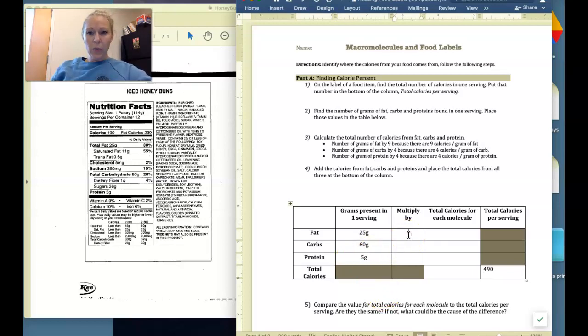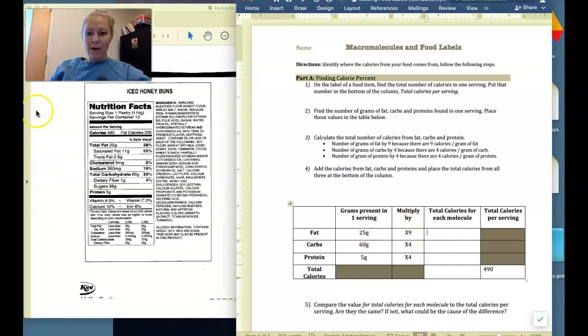We know from our notes in class that for every gram of fat, we multiply by 9. For every gram of carbs, we multiply by 4. For every gram of protein, we multiply by 4. That means there are 4 calories per 1 gram of protein, 4 calories per 1 gram of carbs, and 9 calories per 1 gram of fat.